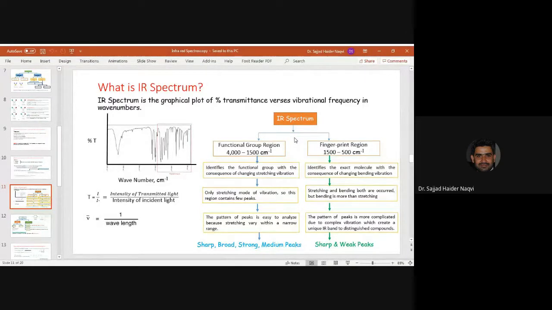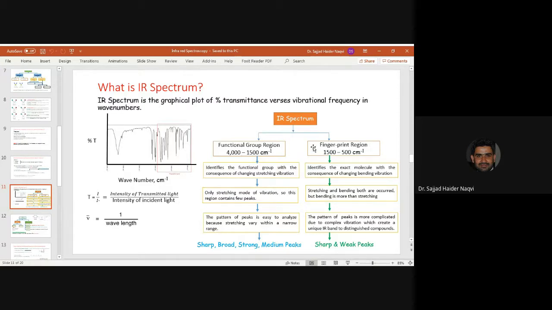So the first IR spectrum is specifically for the determination of the functional group region. Whatever molecule of interest you have, it might have a functional group, might be a carboxylate group or a methyl group or any other functional group. So if you are talking about the IR spectrum of a functional group region of any molecule, the wave number or the frequency will range between 4000 to 1500.